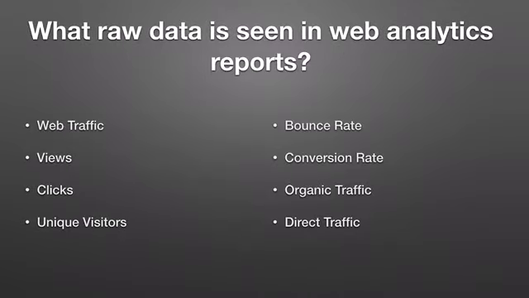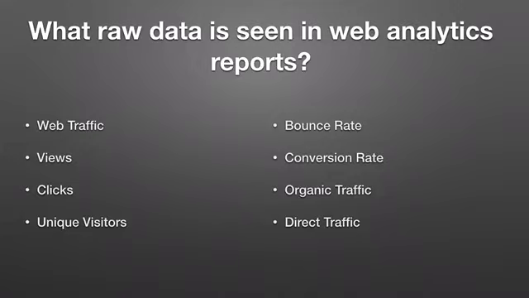Now, let us discuss the types of raw data we can see in your web analytics reports. First is we have web traffic, the number of incoming and outgoing website visitors you receive within a given time period. Second is views, the number of times a page has been viewed. Third is clicks, the number of times a link has been clicked. Fourth is unique visitors, first time visitors to your website per day, per week, or month.